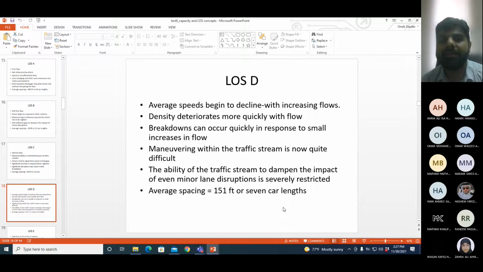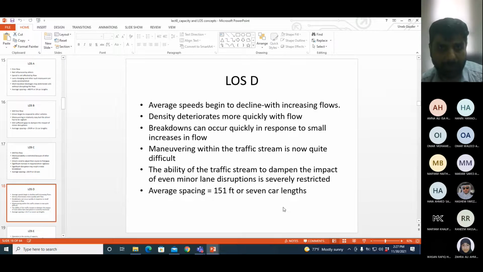There's a very small difference in flow between level of service D and F. There's not much difference of flow rate between level of service D and F. So you can quickly go from D to F. Quickly meaning in terms of flow. You have a very small increment in flow, and you directly jump to level of service F.